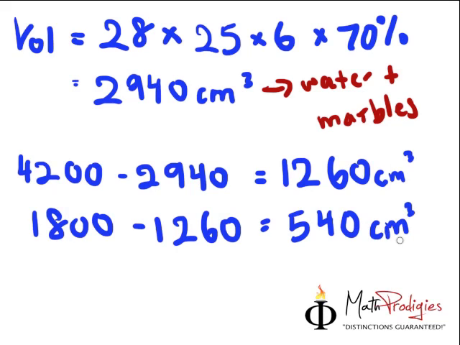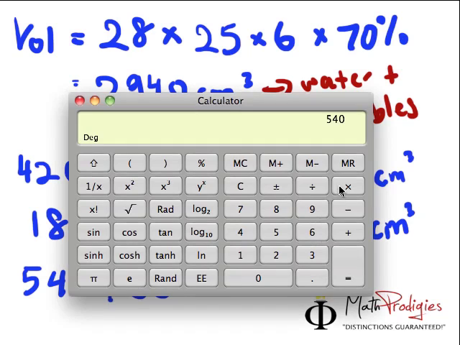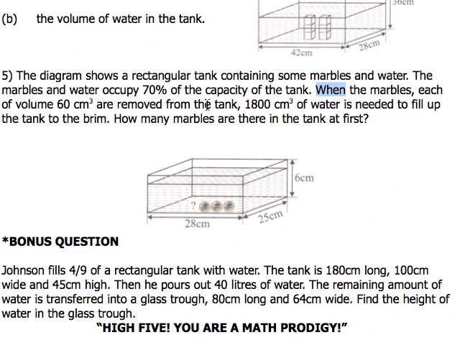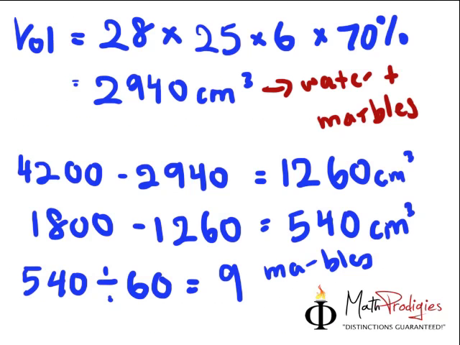Now, can we find out how many marbles there are if this is the total volume of marbles? Yes, we can. Each marble was how much? 60 cm cube. So how do we find out how many there are? We divide it by 60. So as you may know, 540 divided by 60 will give you the answer of 9. Therefore, there are 9 marbles. Very simple once we do it step by step, correct? So how many marbles are there in the tank at first? There were 9 marbles.